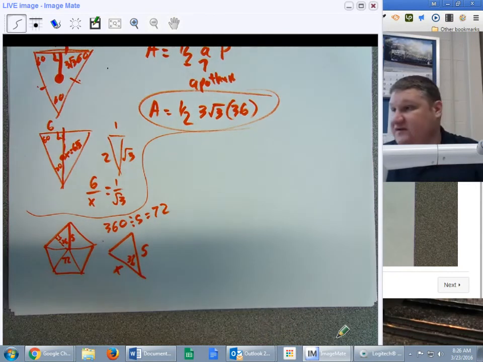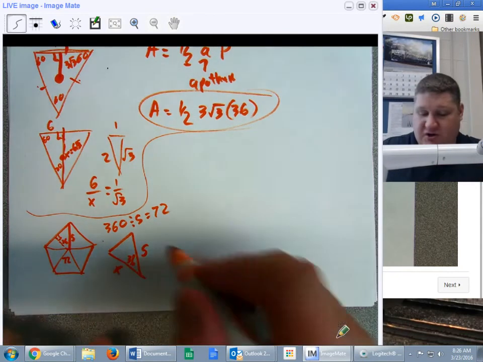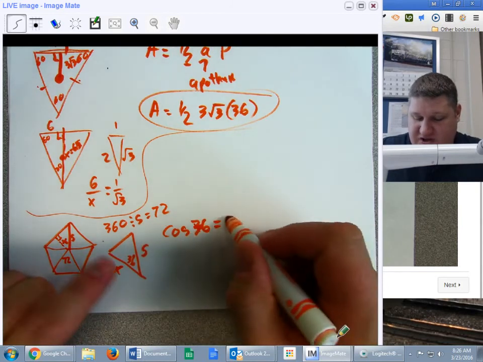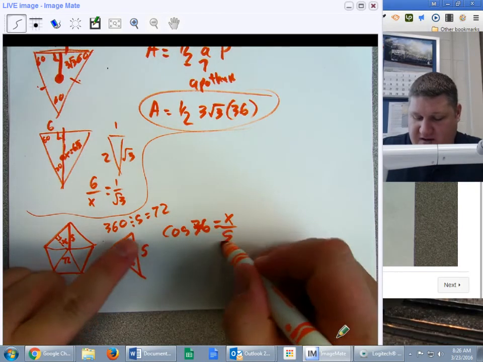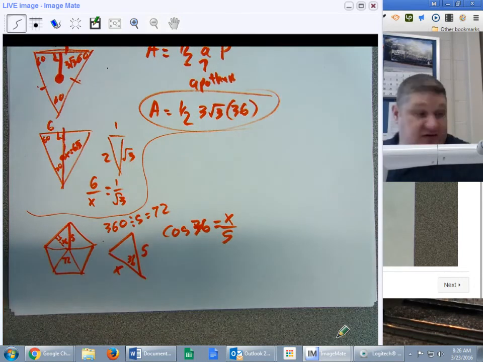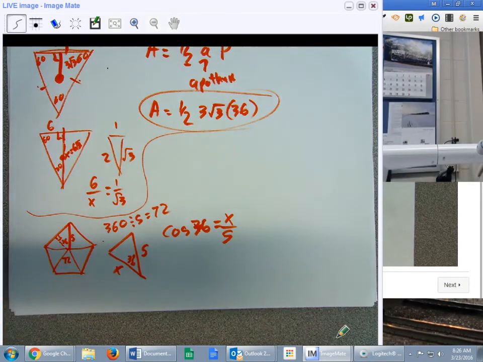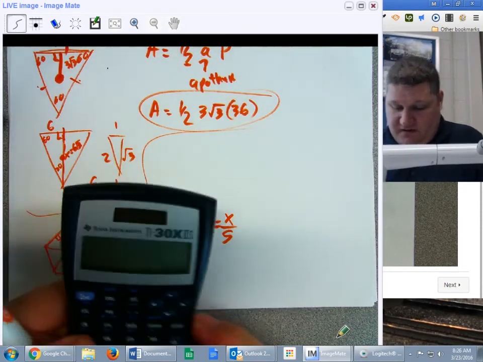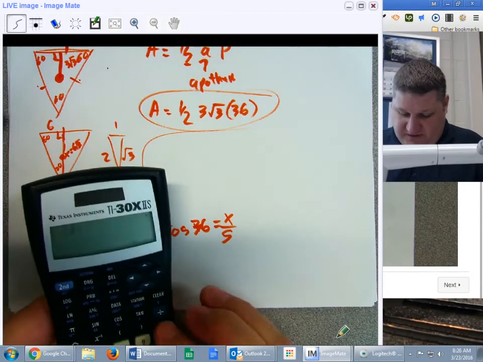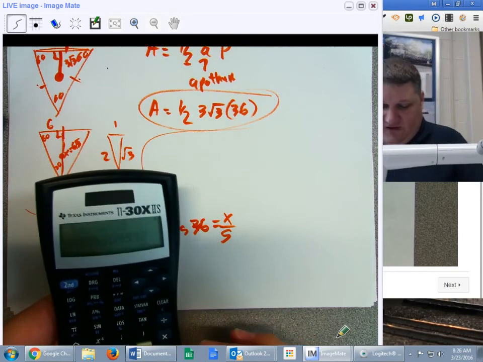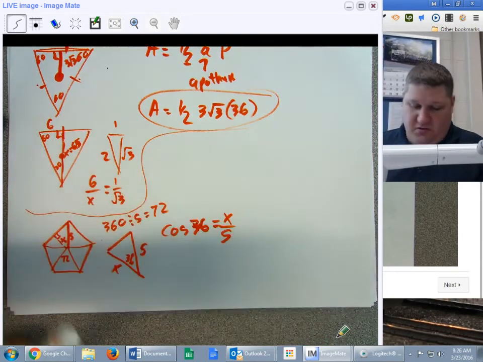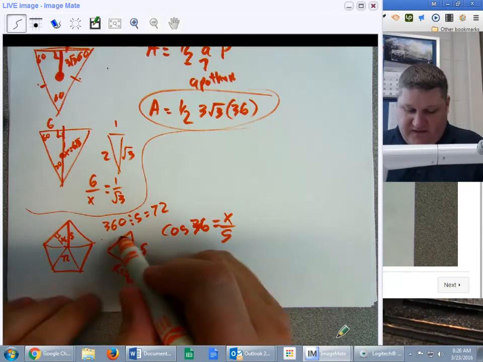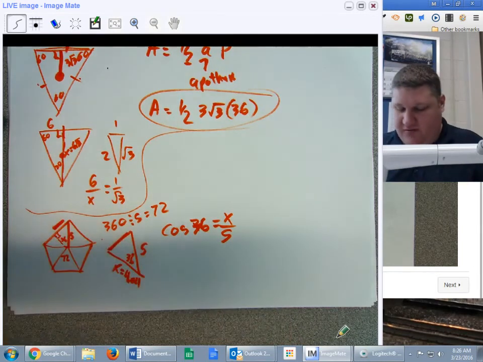How do I find this adjacent side right here? You're going to do cosine. Cosine of 36 equals adjacent over hypotenuse. And I'll need a calculator. Hold that thought. Okay, so here we go. 5 times cosine 36. Answer is 4.04. So that equals 4.04.